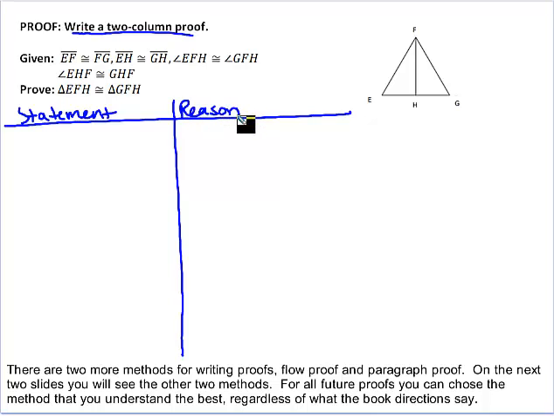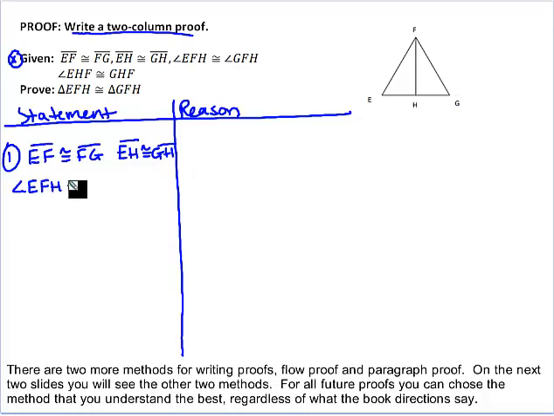So what we're going to do whenever we do a proof, the first thing that we always want to state is our given information. So here's our given information. We just recopy that down. So EF is congruent to FG. EH is congruent to GH. Angle EFH is congruent to angle GFH. And angle EHF is congruent to angle GHF. And our reason why is always given. That's the first step all the time, no matter what.